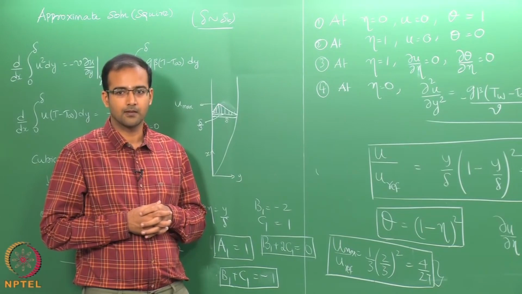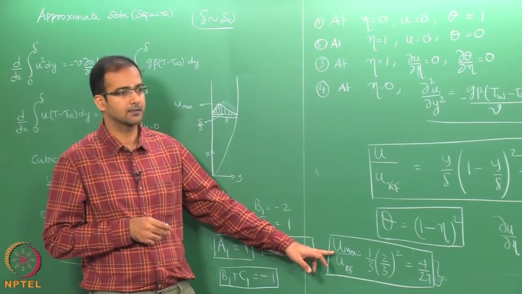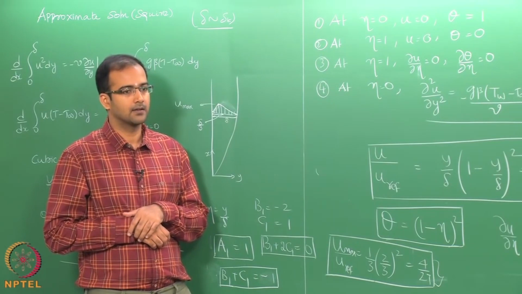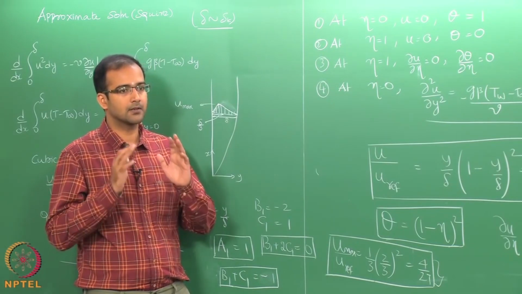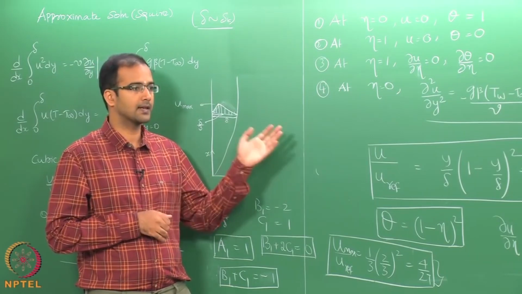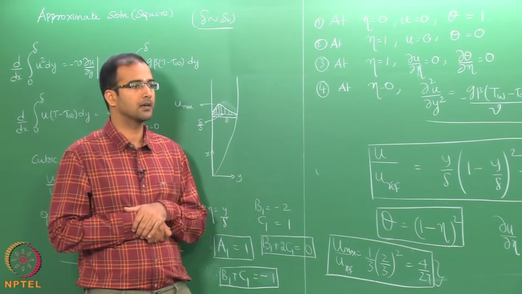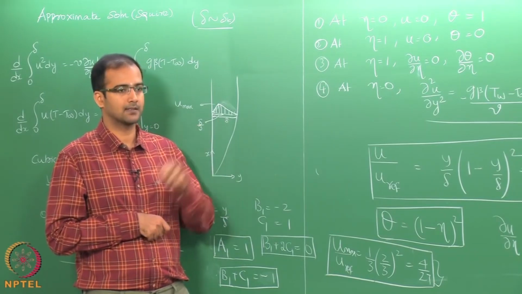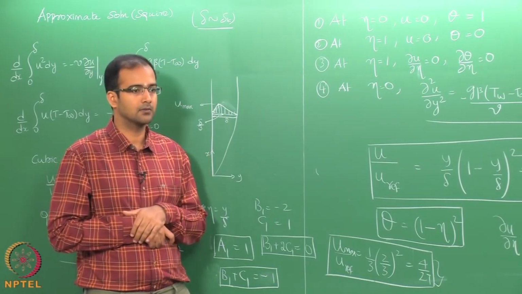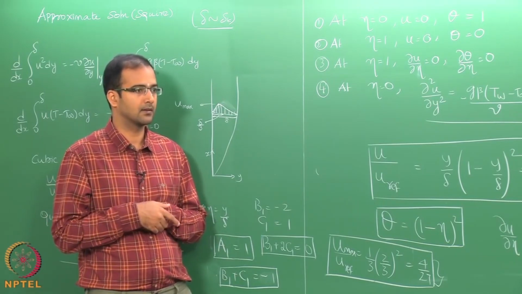However, what is important is that finally you are able to relate your u reference to your u max. Because you do not know strictly what the value of u max is, if you want to use that as a reference, you do not know what u max is exactly, but u reference you know, because we estimated it from the scaling analysis, that is nothing but square root of g beta (T wall minus T infinity) times h. This is the approximate order of u reference.